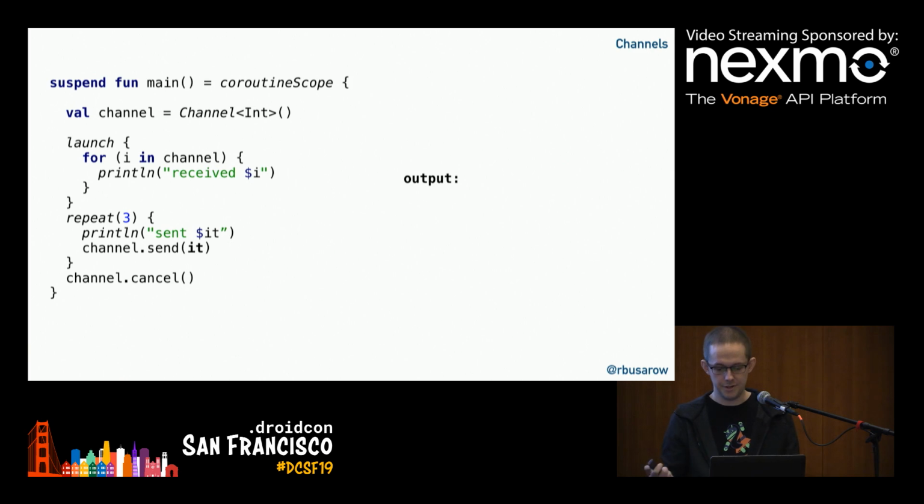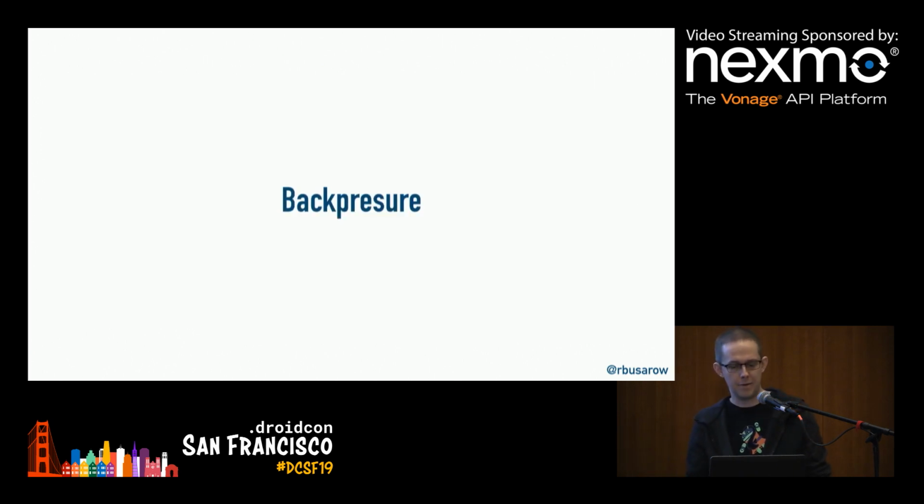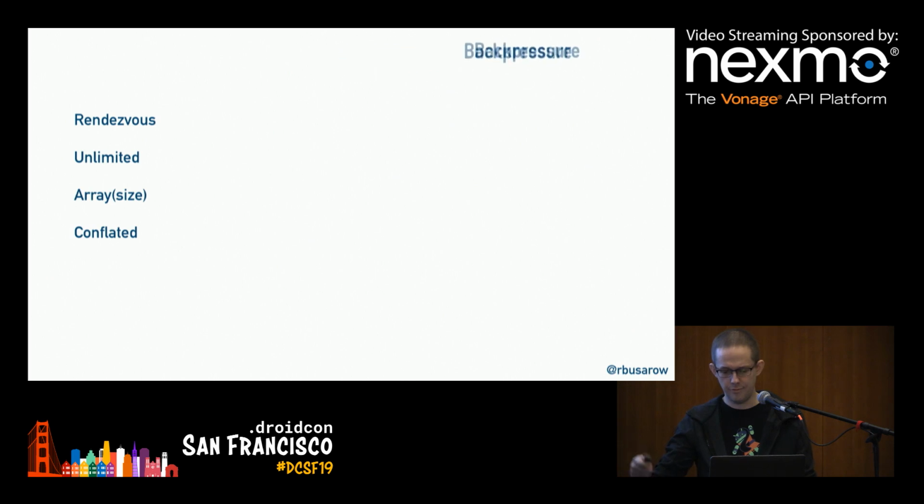So if we were to run this, as you would expect, we just see, sent 0, received 0, 1, 1, 2, 2. It's a nice, fair, sequential, predictable sequence. And that is because channels have something called back pressure. So back pressure in channels comes in 4 different flavors. We're going to talk about rendezvous first.